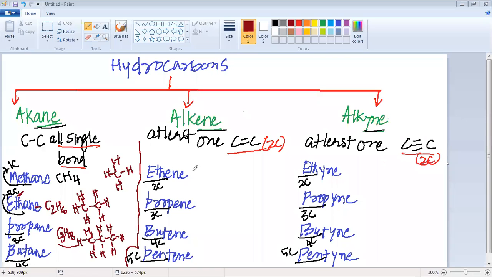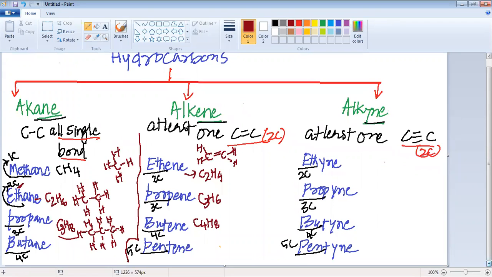Now we will try to understand ethene. In ethene we have 2 carbon, where they have the double bond, and then they have 4 H, and this is how your ethene is, C2H4. Your propene would be C3H6. Your butene would be C4H8. Your pentene would be C5H10.